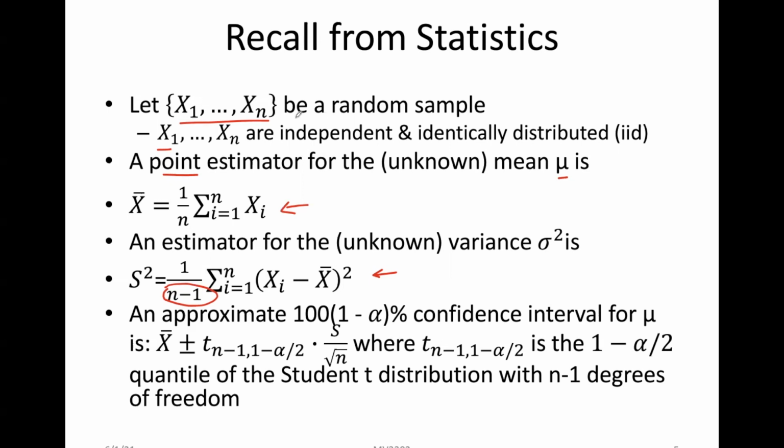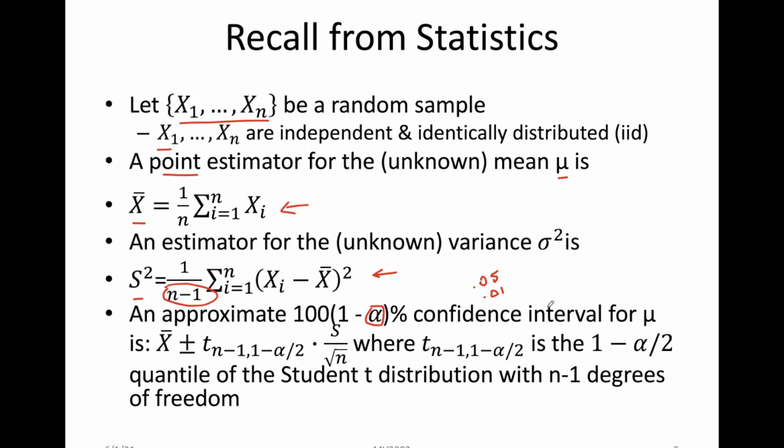But given all this, if we have a random sample, independent and identically distributed, we have our estimate of the mean and an estimate of the variance. And so what is the confidence interval? This is the approximate 100(1 minus alpha) percent confidence interval. Remember, alpha is typically going to be either 0.05 or 0.01. Those are the two values. Why? I have no idea. That's just what statisticians use.